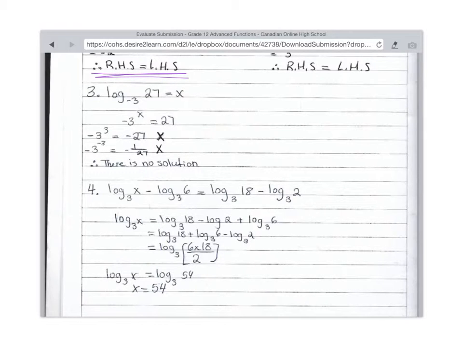For question 3, you've shown here that you can't find a solution, but you need to explain why. So give an explanation rather than just stating that there's no solution. And the explanation here is that you can't have a negative base and get a positive answer. There's no way that you can have negative 3 as a base to an exponent and end up with a positive answer like 27. That's just impossible. There's no exponent of x that will give you that answer.